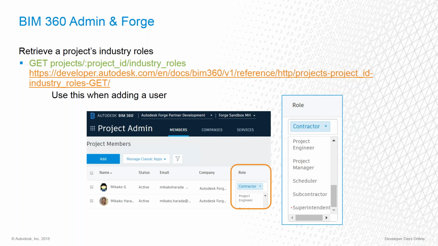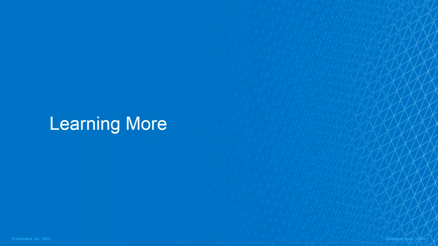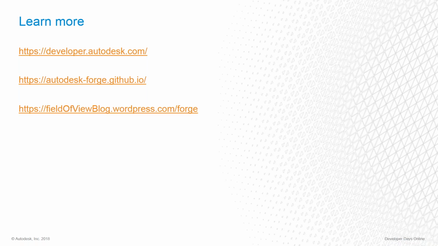Okay, so that's about the API update. If you are interested in learning more, the main resource is developer.autodesk.com. And also, if you are interested in looking at the code, then Autodesk/Forge, the -Forge, and github.io.